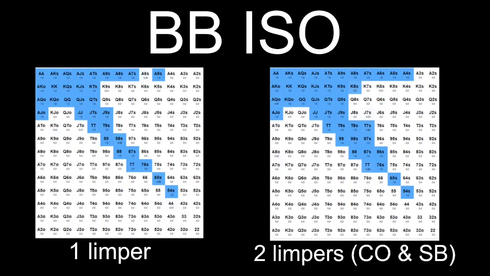Let's break down the big blind isolation strategy. In both scenarios, the big blind should raise a similar range, with some slight differences. I would stick to the left range and be more cautious.